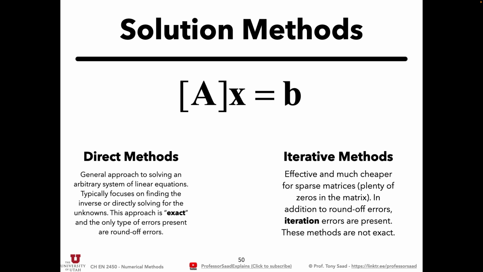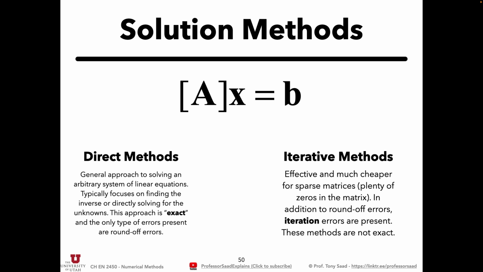Iterative methods, on the other hand, are very effective and much cheaper for what we call sparse matrices. For now, a sparse matrix is a matrix that has a lot of zeros in it, only a few non-zero entries. We will study and define sparsity later. So for sparse matrices, it turns out that 99.9% of conservation laws like mass, heat, energy, momentum, balance in chemical and mechanical engineering systems, they all result in sparse matrices. Good?